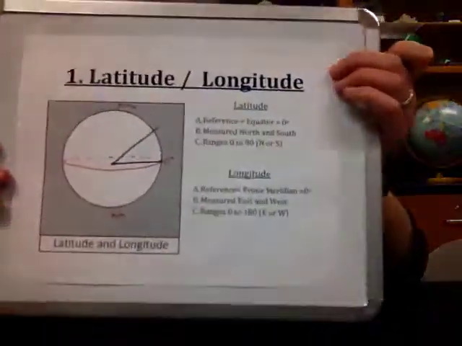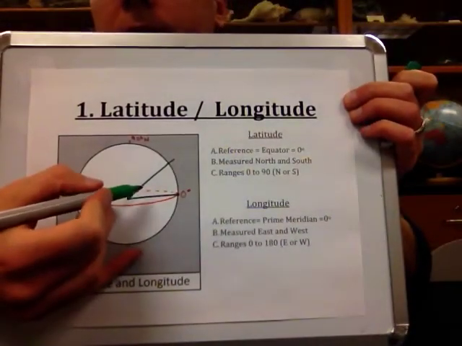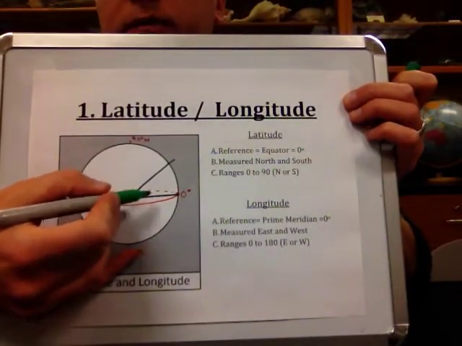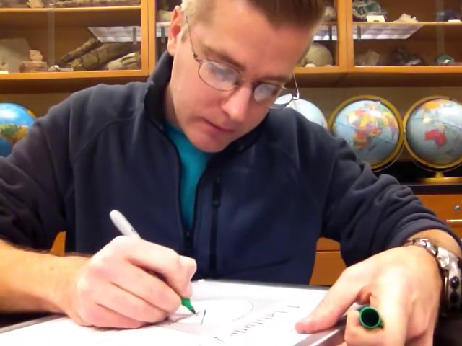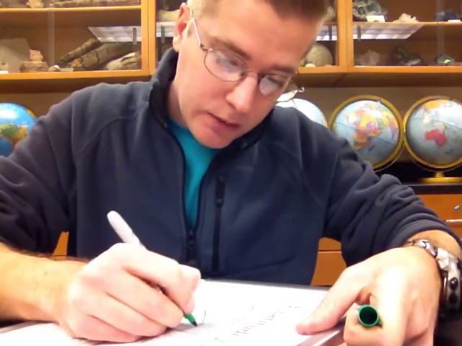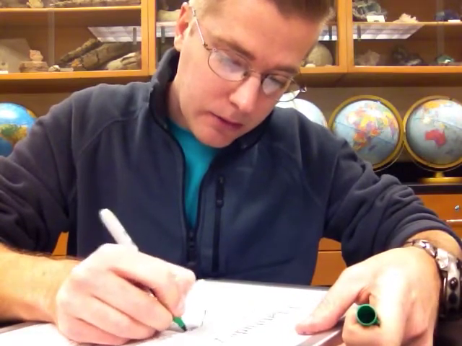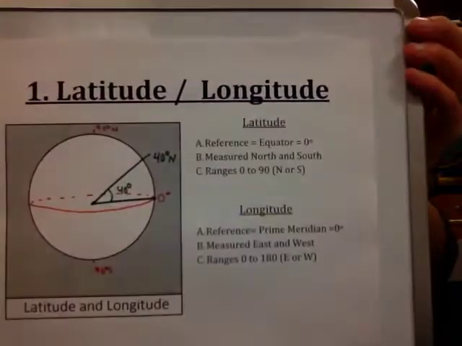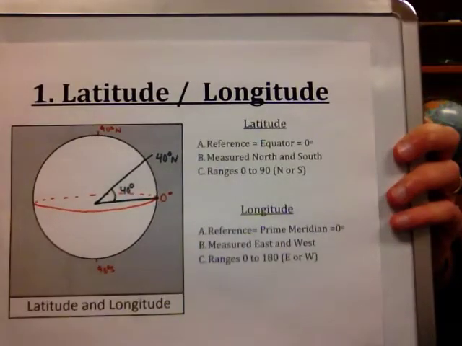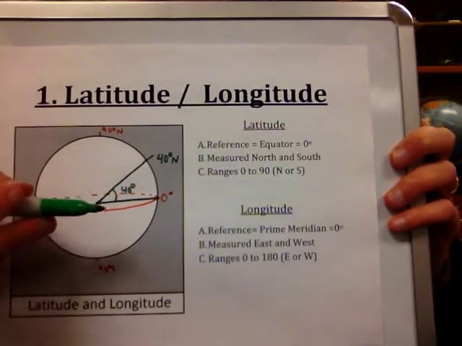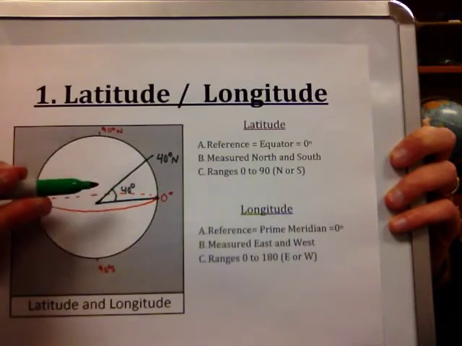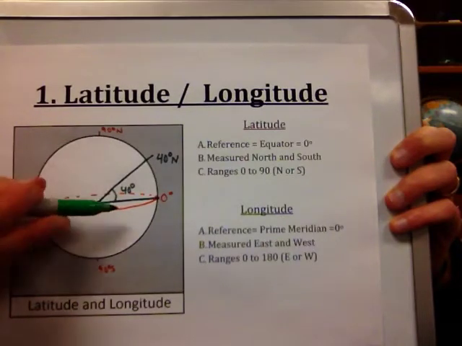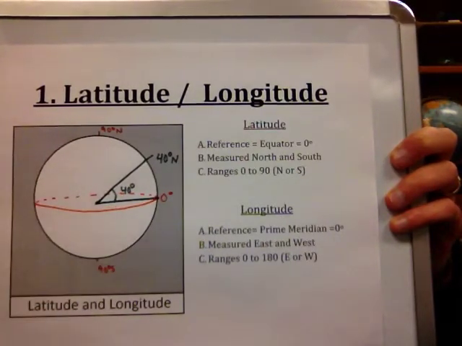like so. And what we see now is that we have an angle, and the measurement of that angle, let's say it measures 40 degrees, is what our latitude at that location would be. So the maximum we can have is a 90-degree angle forming at the poles relative to the plane of the equator. For longitude, it's going to be a little bit different.